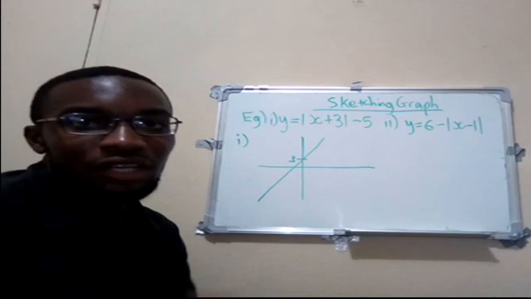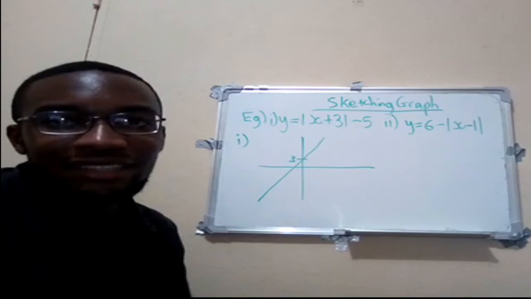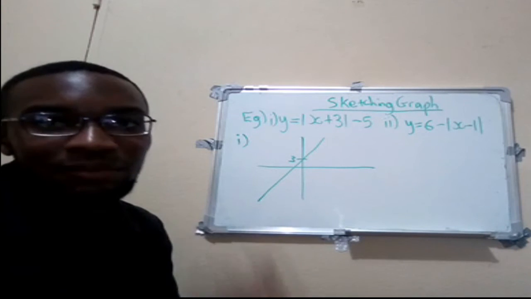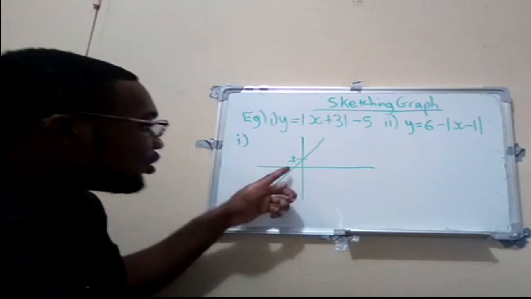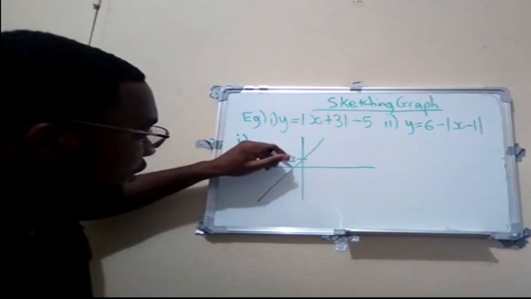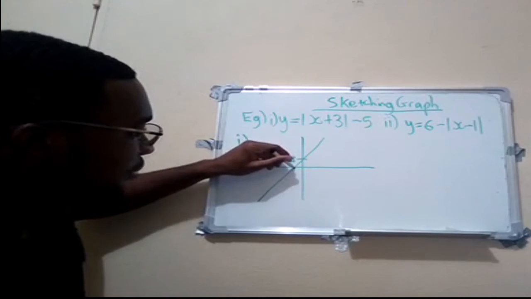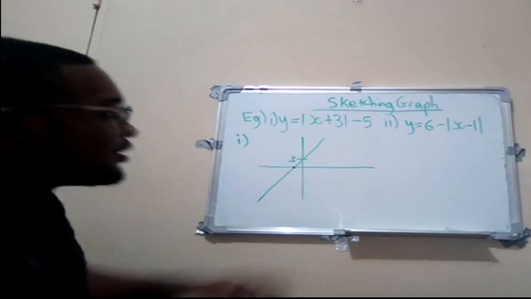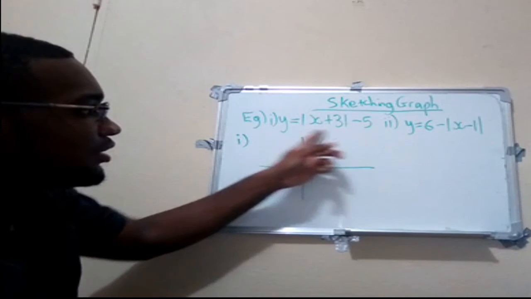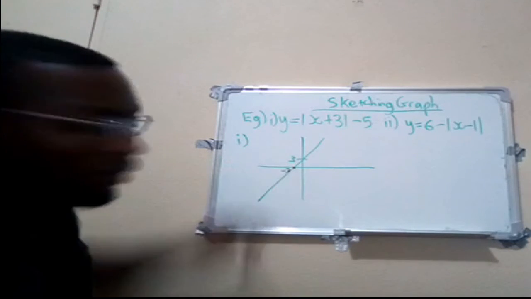The modulus function is a function such that it is never negative. It is absolutely never negative. So right here where we have the modulus of x plus 3, this portion of the graph is below. So right here is what is known as a critical point. At x equal to negative 3, the modulus of the thing is equal to 0. So this right here is negative 3, that point.